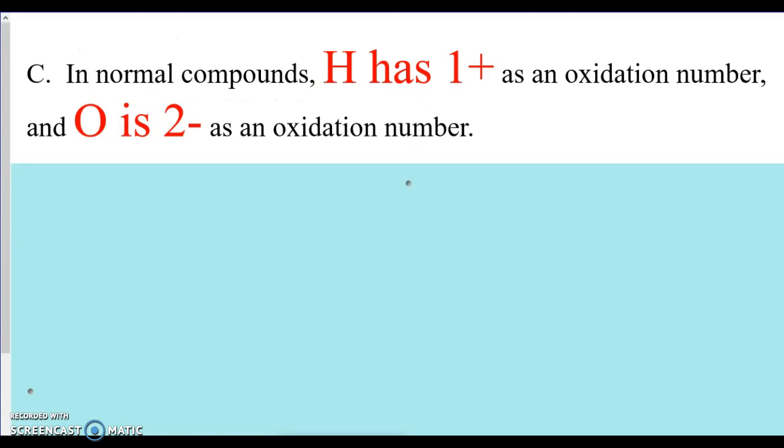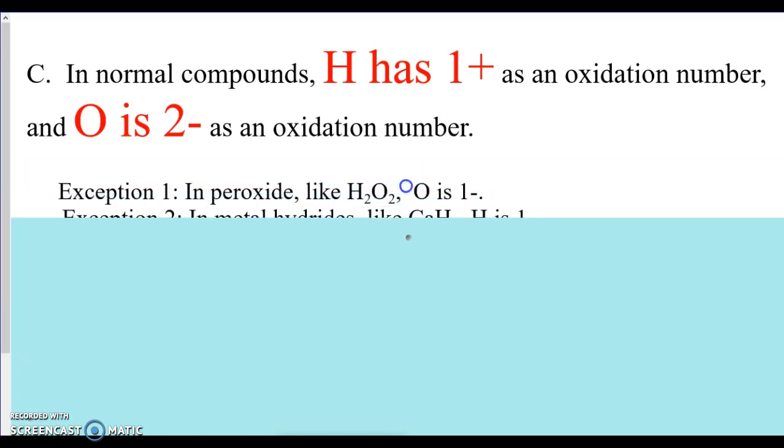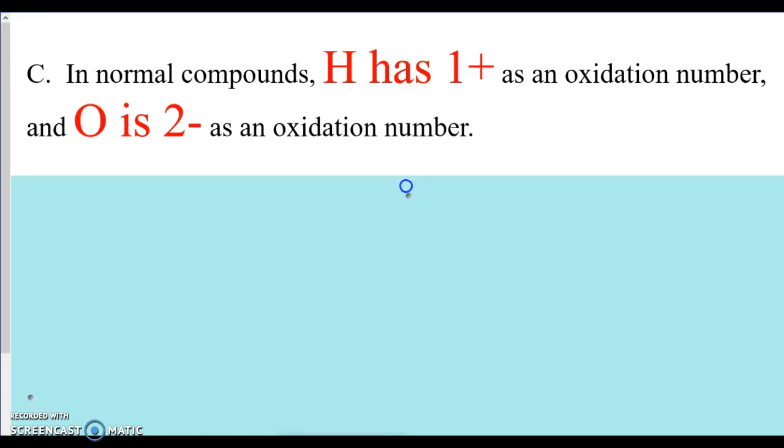The rules that we're going to institute right now, though, is that an H in a compound is always going to have a positive 1 charge, and an O in a compound is always going to have a 2 negative charge, and that's going to allow us to do some math.